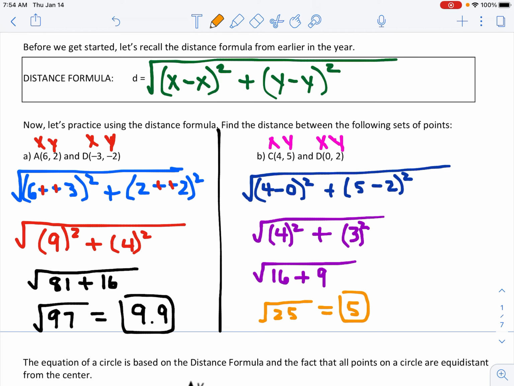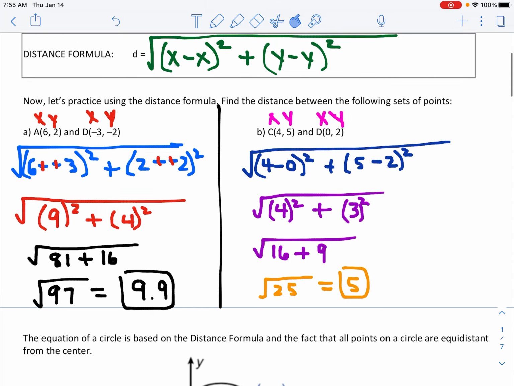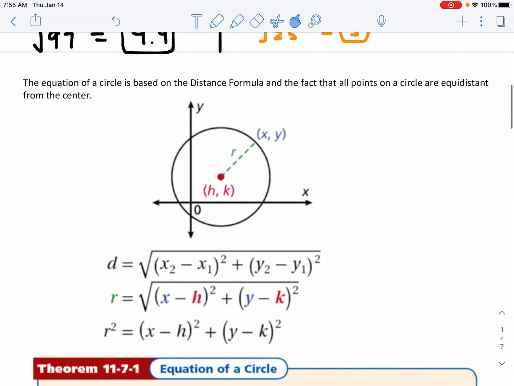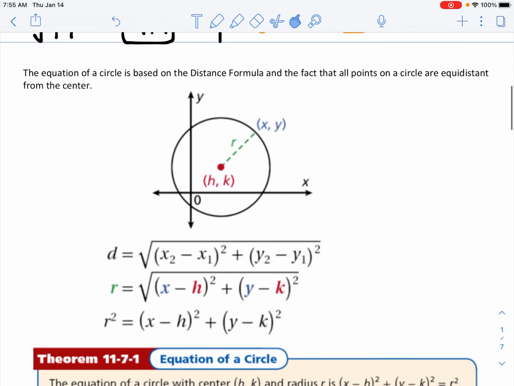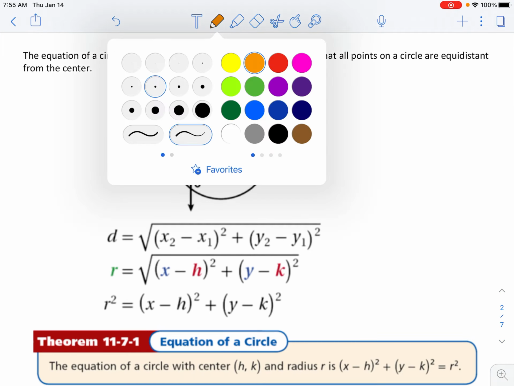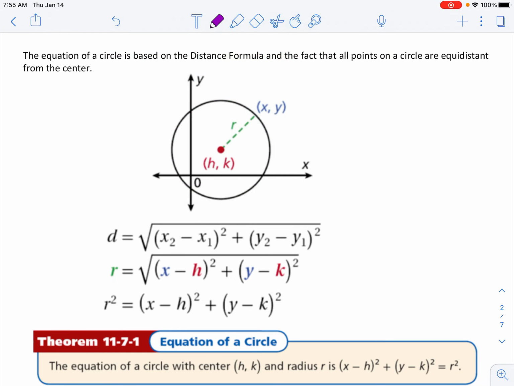The first part of today is just to see if you can do the distance formula. Now we're going to start to put this together and find the equation of a circle. That was a quick distance review. Here we go. Let's look at the circle. Today we're going to be focusing on the equation of a circle, and this right here is the equation of the circle.